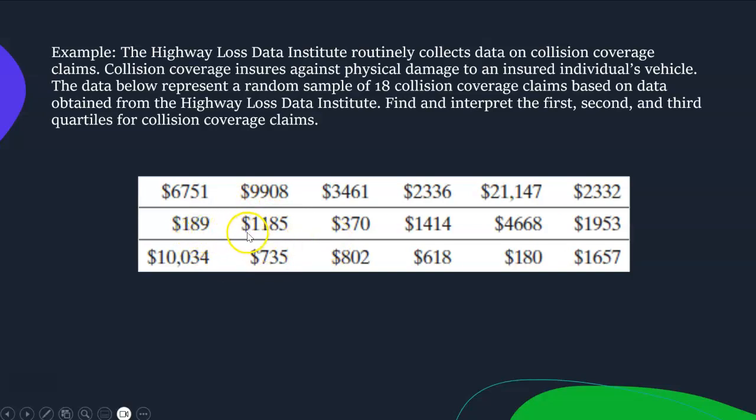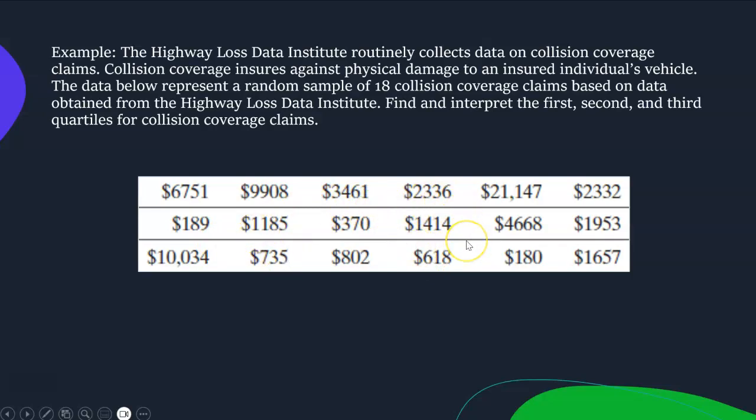The first thing we have to do is put all of these in order. I'm looking for my smallest, which I see is 189. And then the next smallest, I believe, is 370. No, my smallest is 180, I'll take that back. Then 189, then 370, then 618 and 735.